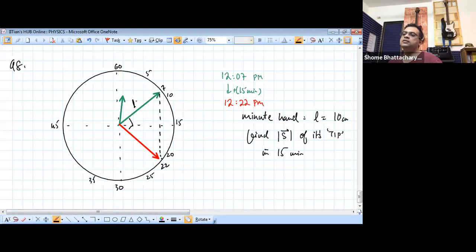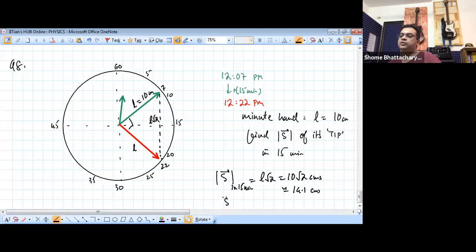So if this length is 10 centimeters, you can see that this displacement will be how much? L. So the displacement of the minute hand stick in 15 minutes will be L root 2 or 10 root 2 centimeters, which you can approximate as 14.1 centimeters.